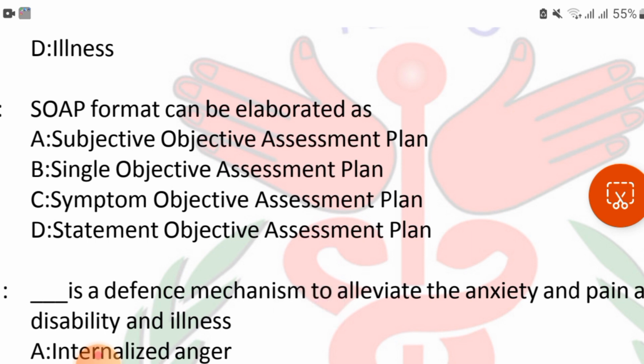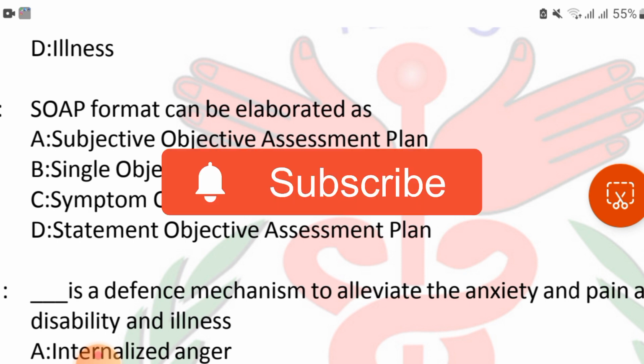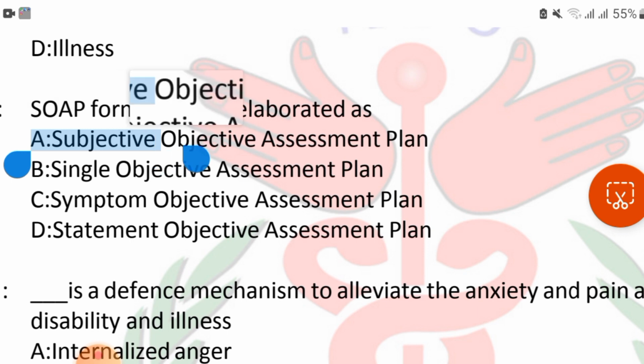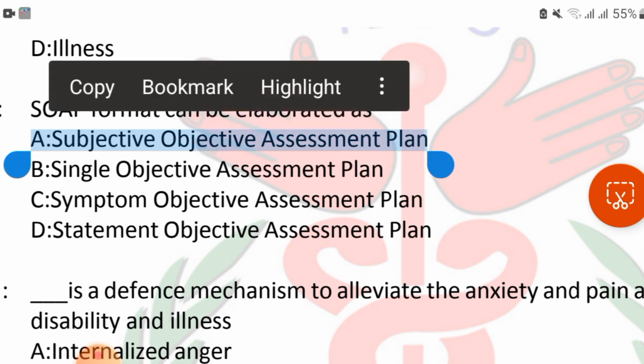SOAP format can be elaborated as: option A is subjective objective assessment plan, option B is single objective assessment plan, option C is symptom objective assessment plan, option D is statement objective assessment plan. So the correct option for SOAP format is option A, subjective objective assessment plan. So this is the correct answer of the second MCQ.